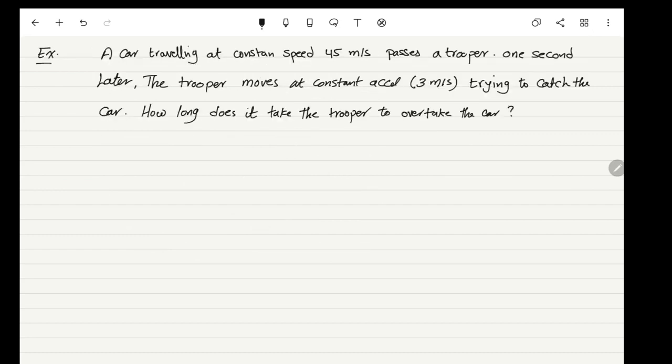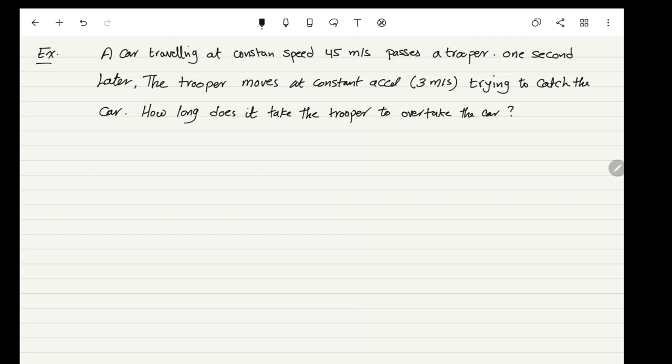Let's have this interesting example. A car traveling at a constant speed of 45 meters per second passes a trooper initially at rest. 1 second later, the trooper moves at a constant acceleration of 3 meters per second squared and tries to catch up with the car. How long does it take the trooper to overtake the car?